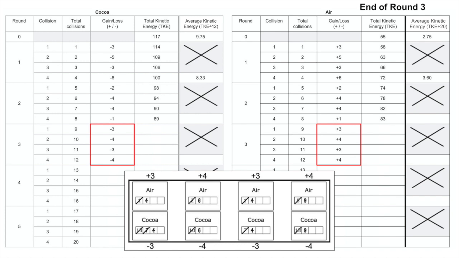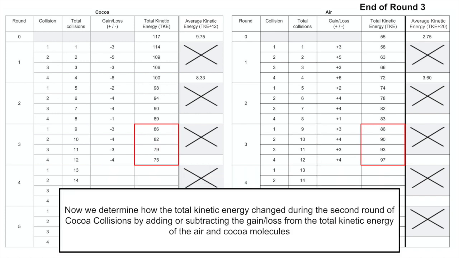Just as before, we'll enter the gains and losses into our table. If we add and subtract these gains and losses from the total kinetic energy, we see that the air ended round 3 with a total kinetic energy of 97, while the cocoa ended the round with a total of 75. Be sure to fill out all the gains, losses, and total kinetic energy values in your table. Also, it will be up to you to calculate the average kinetic energy in the cocoa and air molecules.